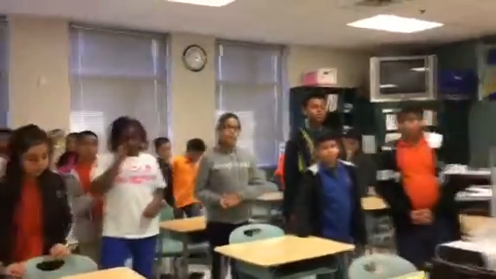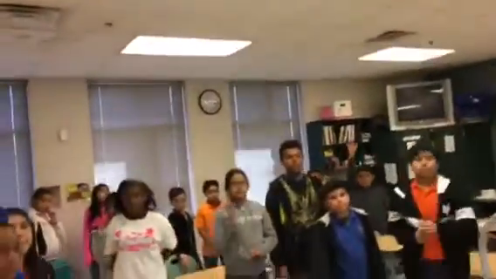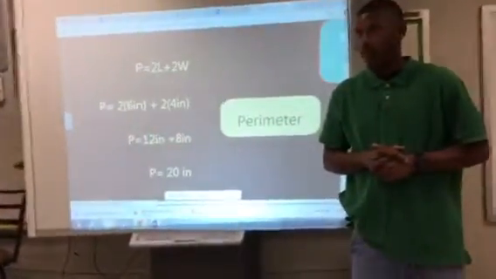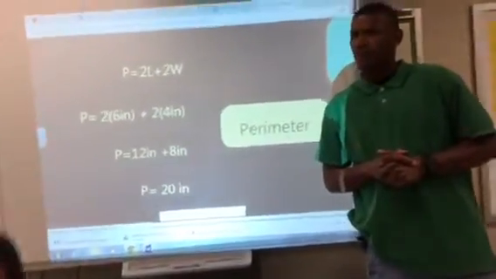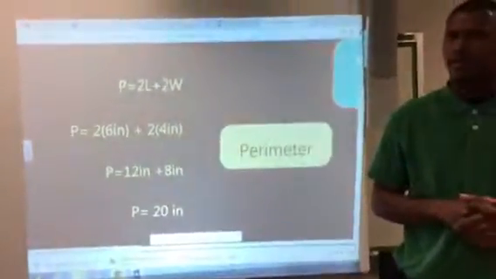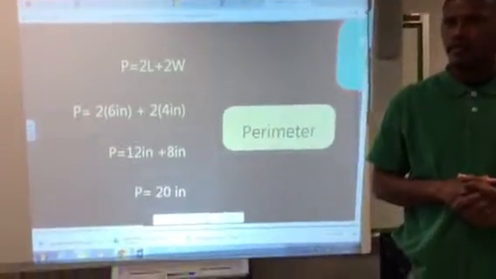Two times and then the width. All right, let's come back together as a class in 2, 1, voices. Nate, how do we find the perimeter of our shape? By adding 6 plus 6, then adding 4 plus 4, then adding 12 plus 8, 20. Wait, 20, no, 12 plus 8, which will give us 20.